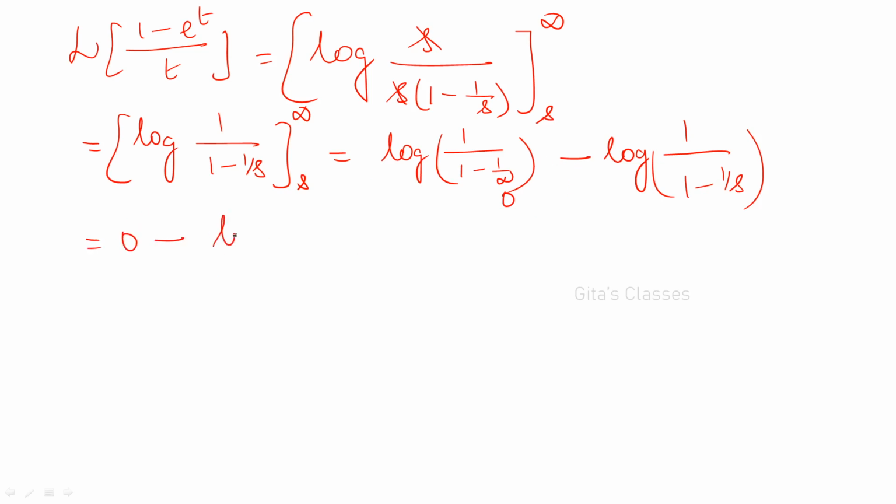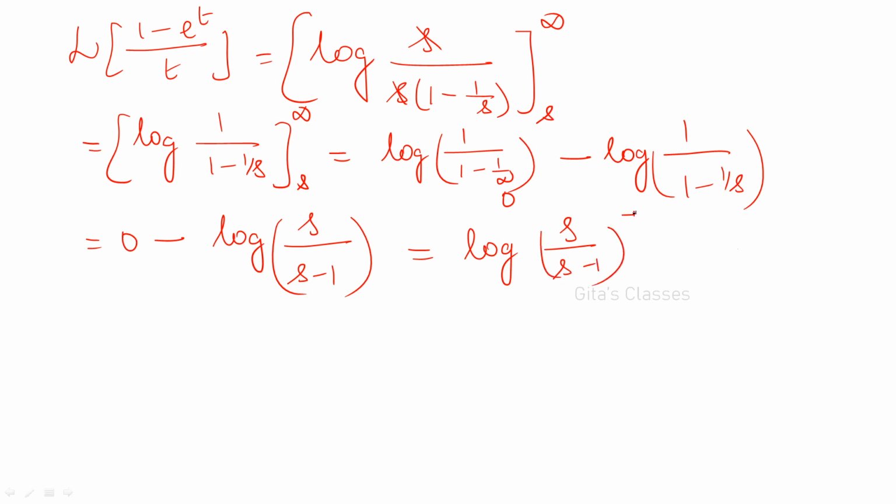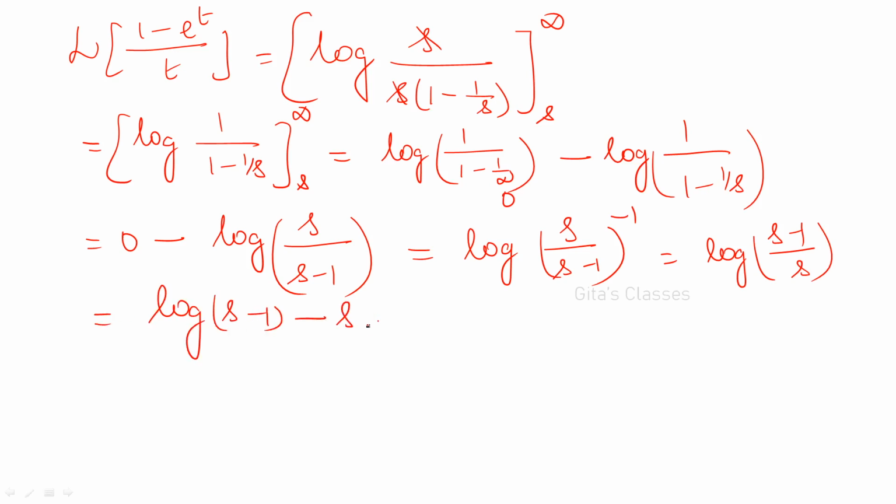So 0 minus log of, again you take the LCM. So this will become s minus 1 by s. So this s will come to the numerator, okay. So this is s by s minus 1. So this can be written as log of s by s minus 1 the whole power minus 1. So it will become log of s minus 1 by s.